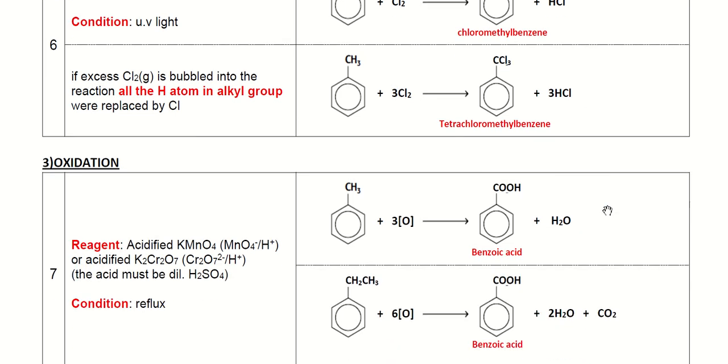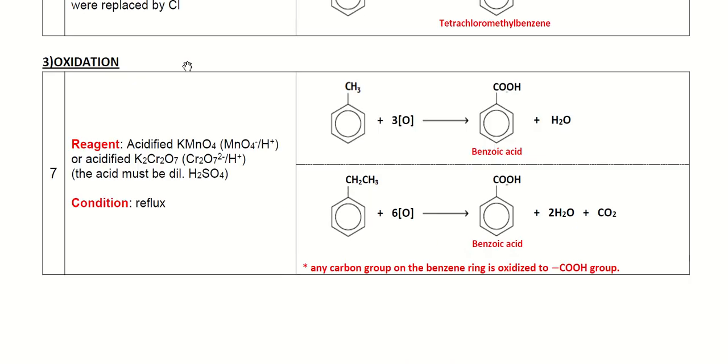Now done with the free radical substitution, the last one is oxidation. Now for the oxidation here, you have the methyl, it undergoes oxidation. It will only attack at the CH3. It won't attack at your benzene. Nothing happened to this benzene ring. The only thing that happened is to the CH3 group. So for example here, the reagent you use is acidified potassium manganate or acidified potassium dichromate. Remember, the acidified comes from the dilute sulfuric acid. You cannot use HCl, you cannot use HNO3. Condition will be reflux.